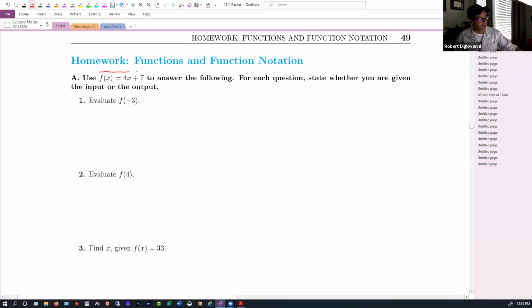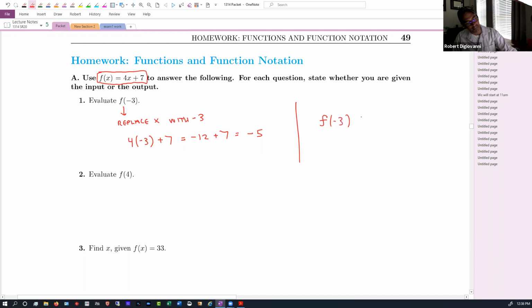So in the packet, all we're being asked to do here, in this first part at least, is to take a look at a given function and then to figure out what these values are. This first thing is saying that notation means replace the x with -3, and see what comes out. So I'm going to take my equation and replace the x with -3: 4 times -3 plus 7. I'm going to multiply the 4 times -3 first, get -12, add 7. That gives me -5. So when we're asked to evaluate f of -3, the answer is -5.